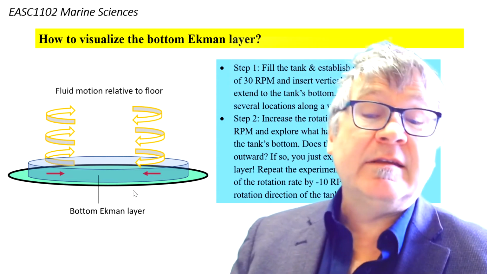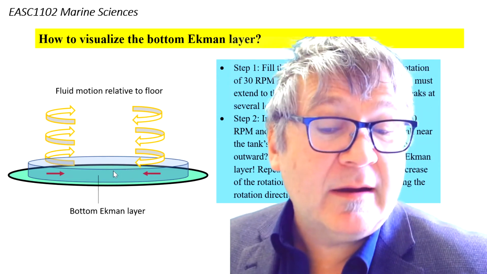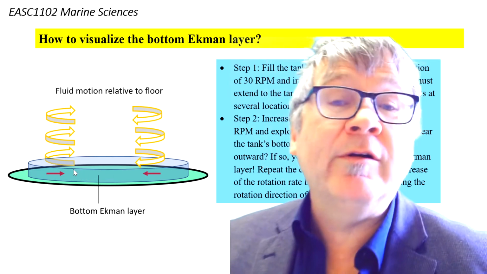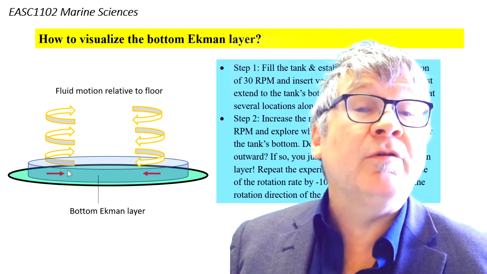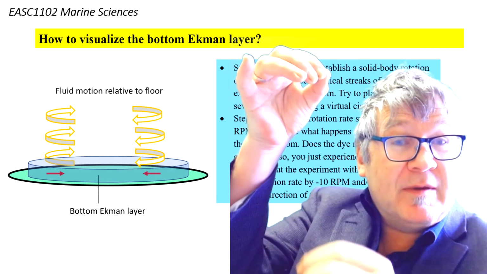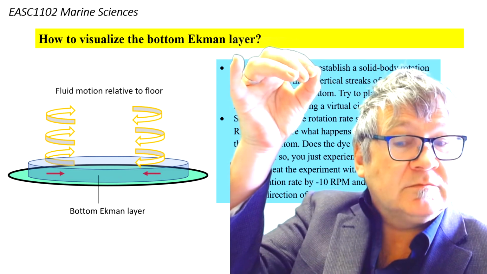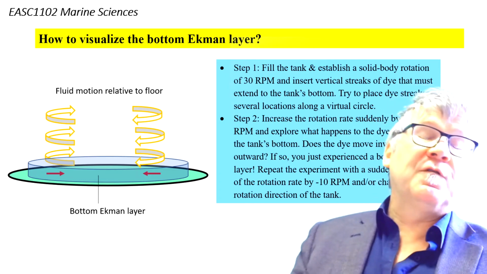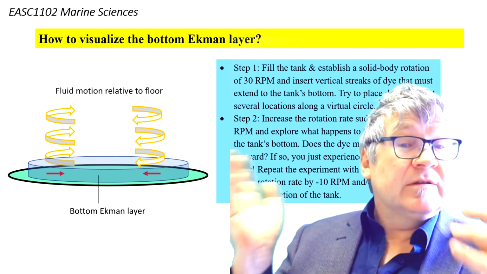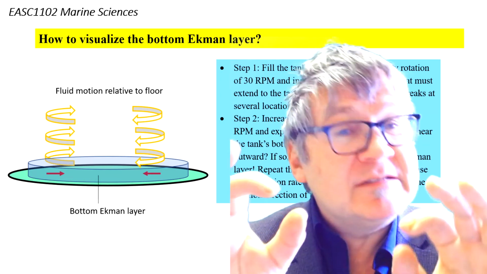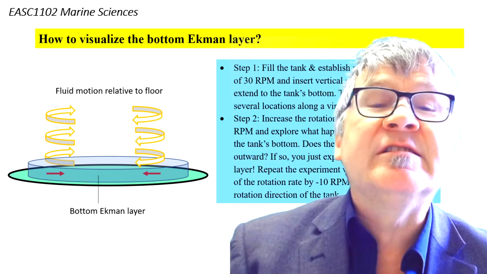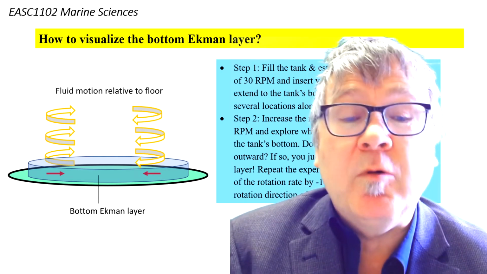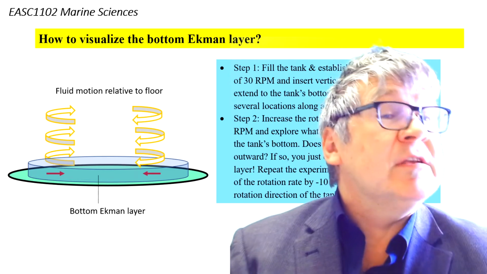Okay, and near the bottom you get the bottom Ekman layer, and in the bottom Ekman layer there's actually either an inward motion or an outward motion. And so you can see that your dye streak becomes deformed near the bottom. This is the bottom Ekman layer, and you can visualize these inward or outward motions. So that's the bottom Ekman layer, and it plays a central role in the process that we call upwelling, wind-driven coastal upwelling. That's a key process, and we can see it here.